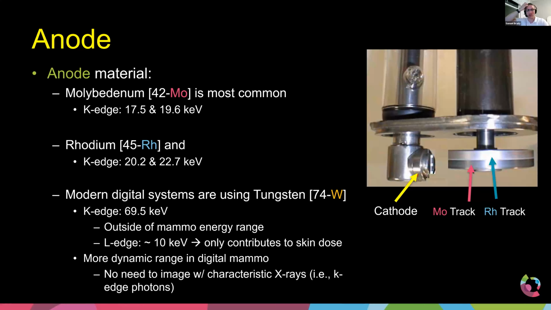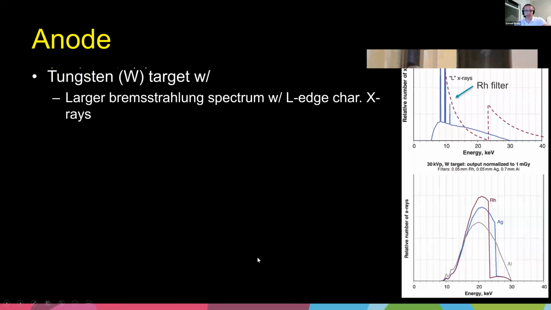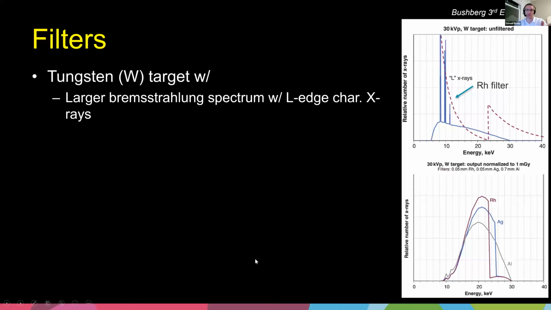We use that in radiography when we're imaging obviously up in this range. They do have L edges, which we'll talk about in a moment, but that's down in the 10 keV, and 10 keV is too low, and I'll explain in a second. But because of the dynamic range of the digital systems, we can actually get away with using tungsten a lot more. So tungsten gives us a larger bremsstrahlung spectrum.